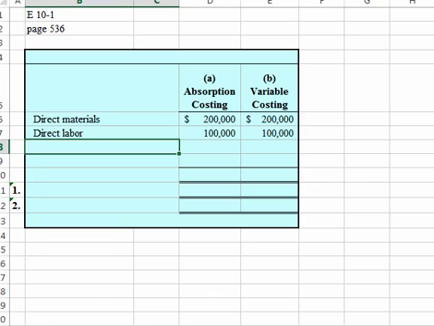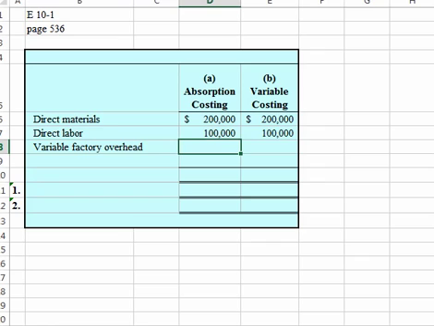Then variable factory overhead. Remember, for managerial accounting, variable costs are ones that increase as production increases. Fixed costs remain the same whether production increases or decreases. We want to pick up all of our variable costs over here. We want to pick up all four under absorption. Our variable factory overhead is $80,000.